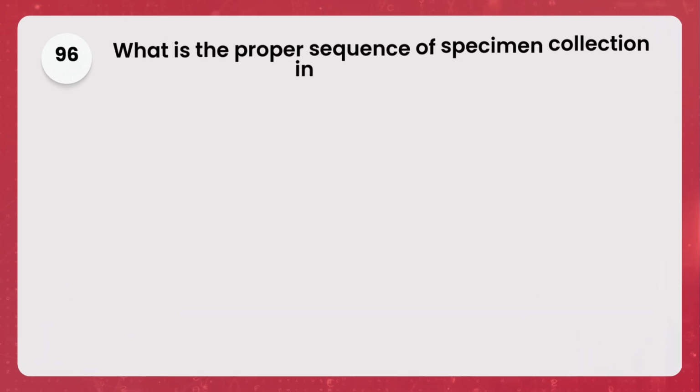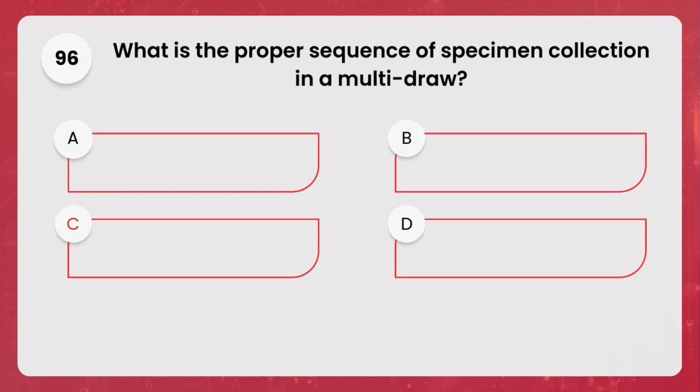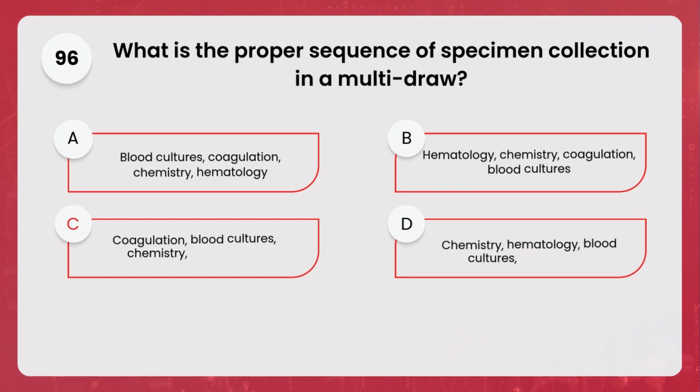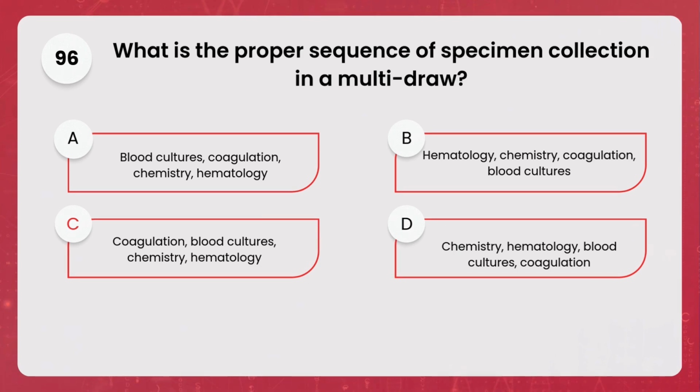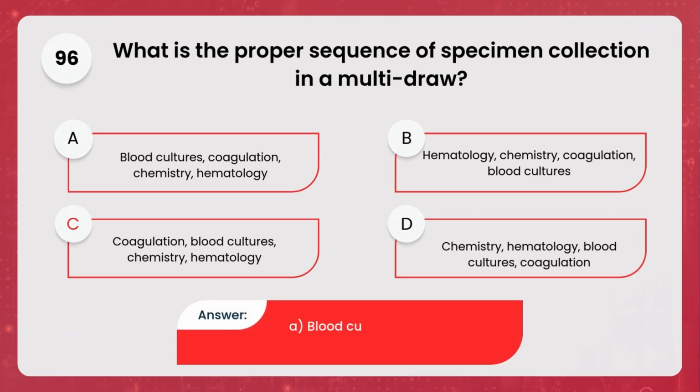Number 96. What is the proper sequence of specimen collection in a multi-draw? A. Blood cultures, coagulation, chemistry, hematology. B. Hematology, chemistry, coagulation, blood cultures. C. Coagulation, blood cultures, chemistry, hematology. Or D. Chemistry, hematology, blood cultures, coagulation? The answer is A. Blood cultures, coagulation, chemistry, hematology.